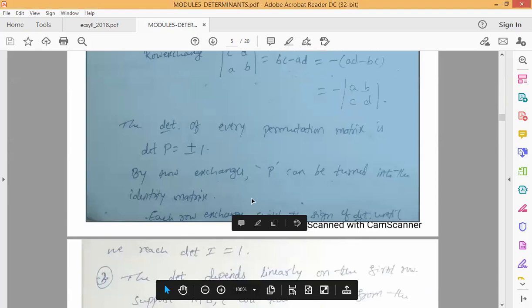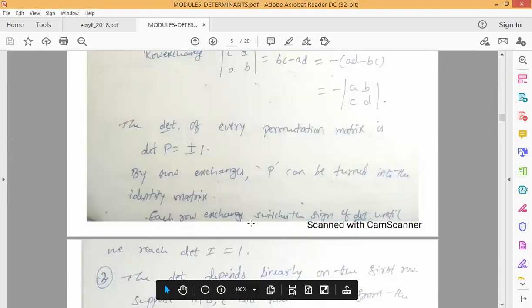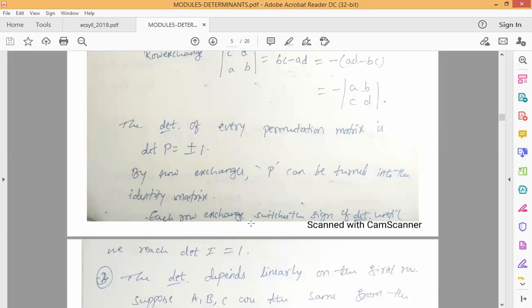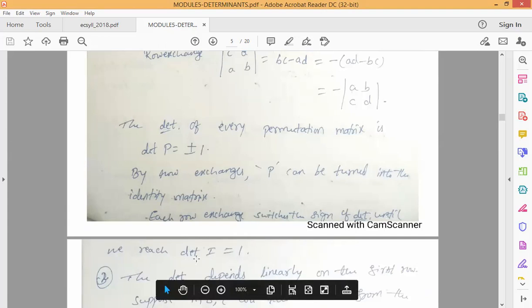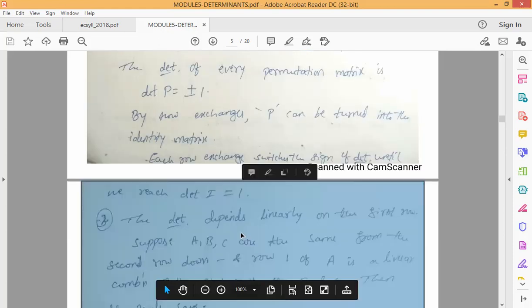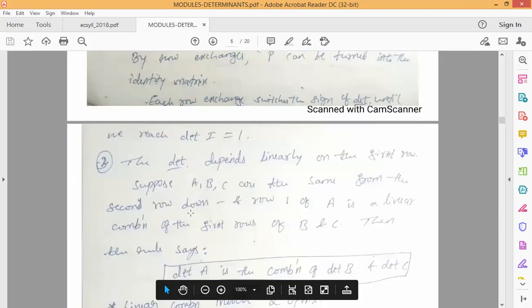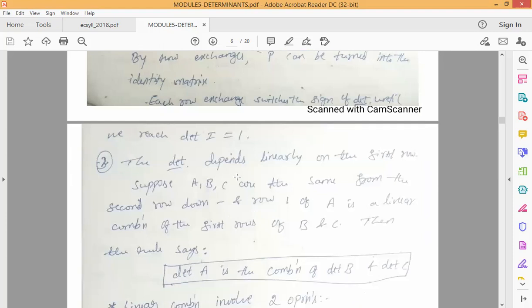And next, each row exchange, as I told, results in the switching of the sign until we reach the determinant of I equal to 1. That is the second property. And the third property is that the determinant depends linearly on the first row. Suppose we consider three matrices A, B, C, and they are the same from the second row down.